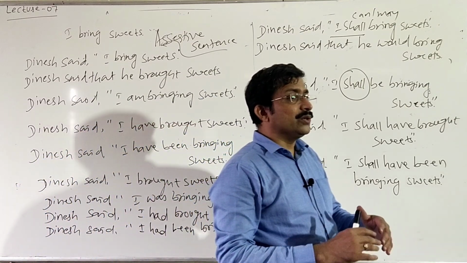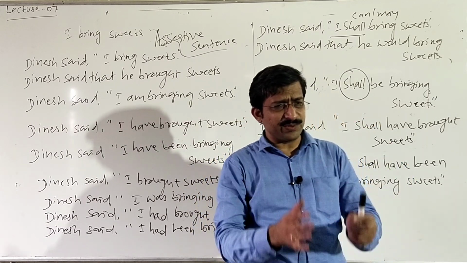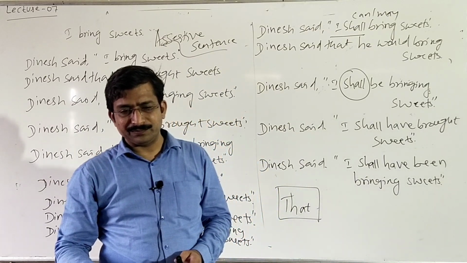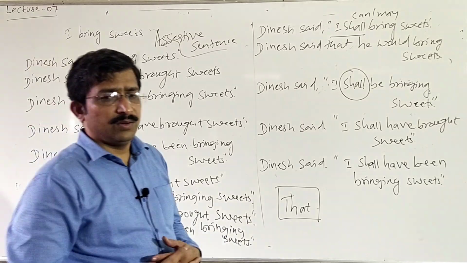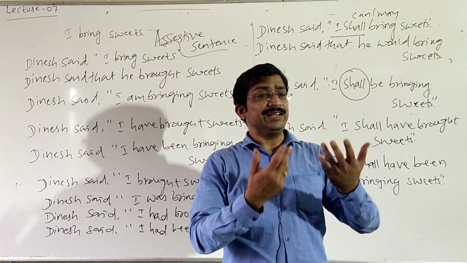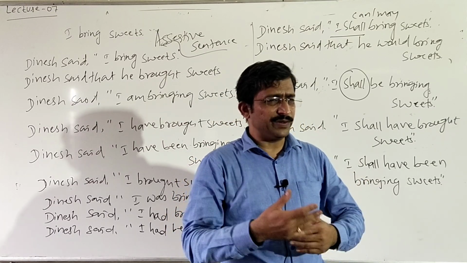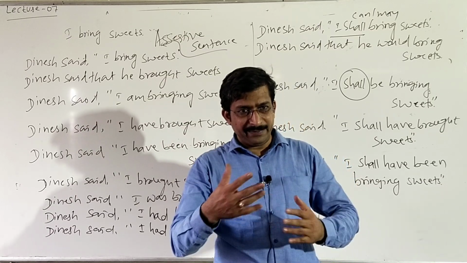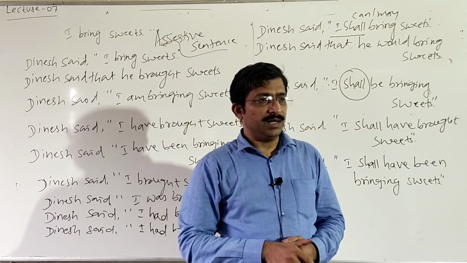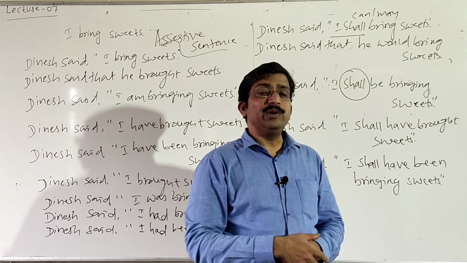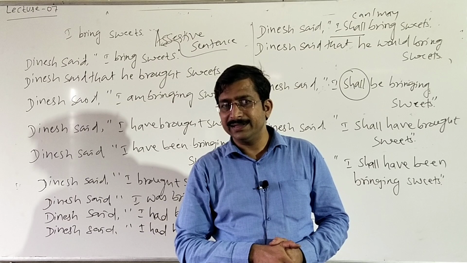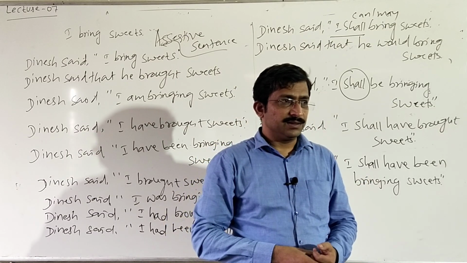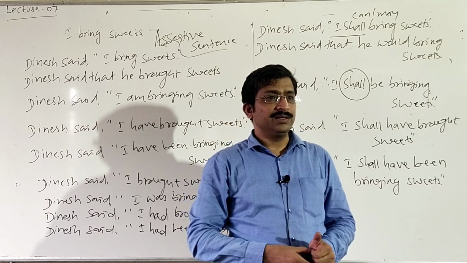Now, I'll move to interrogative sentences. We have to use all the rules and regulations that we have studied so far to change interrogative sentences into indirect form. What is an interrogative sentence? How to frame interrogative sentences? By using auxiliaries, we frame yes or no type questions, and by using WH words, who, where, when, how, why, whom. So, how to change the interrogative sentences into indirect form?